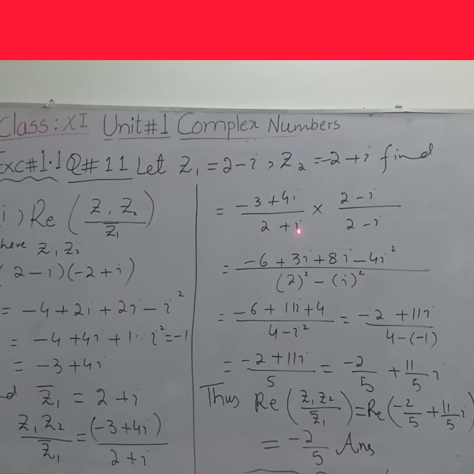For the denominator, using formula (a plus b)(a minus b) equals a square minus b square. So we have for numerator, after simplification, minus 2 plus 11 iota, and for denominator we have 4 plus 1, that is 5. Dividing separately, we have minus 2 by 5 plus 11 by 5 iota. Thus, real part of z1 z2 divided by z1 bar is minus 2 by 5 plus 11 by 5 iota. As we know, real part is minus 2 by 5. So the required answer is minus 2 by 5.